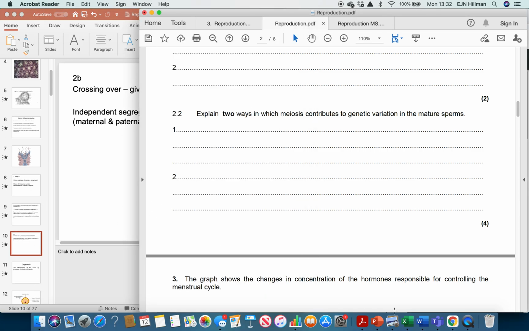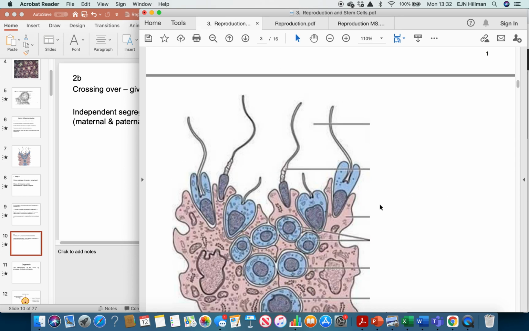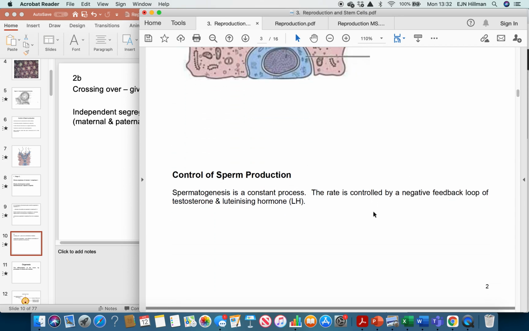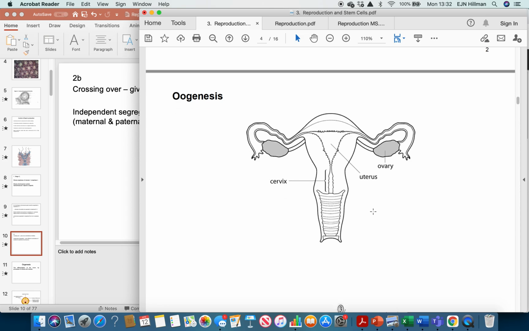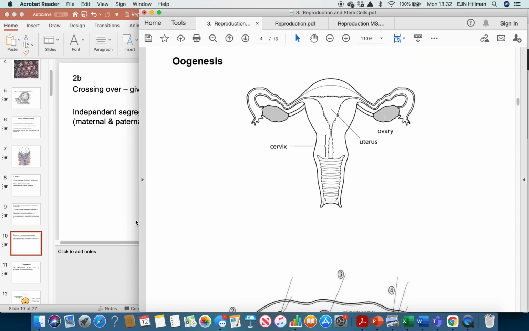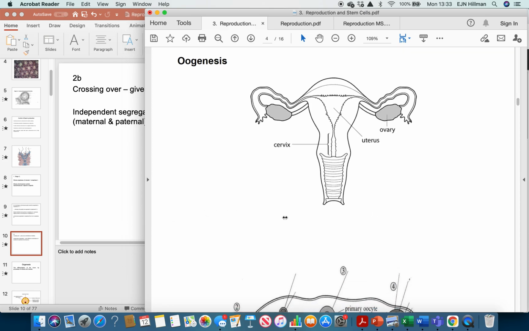Okay, so that is spermatogenesis. We'll next look at oogenesis in the ovaries.